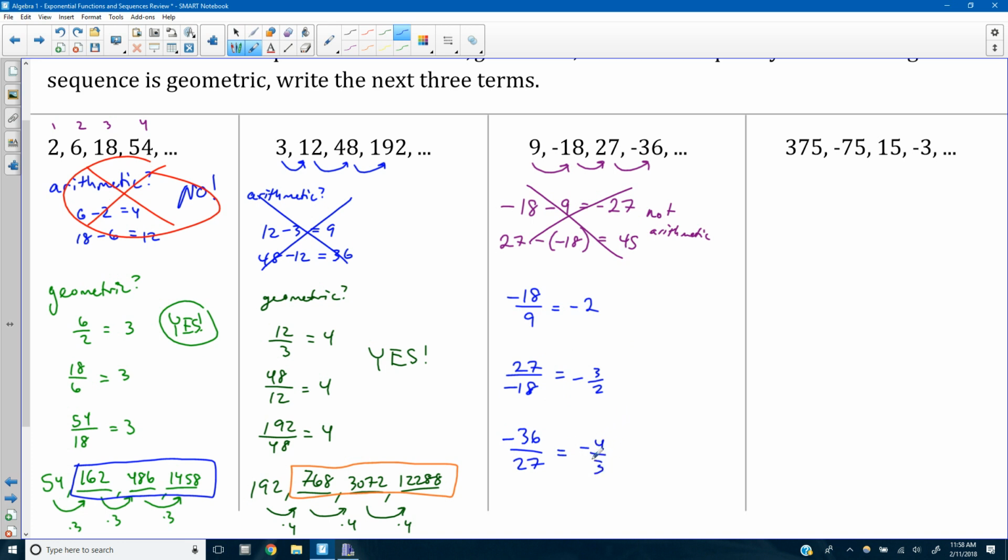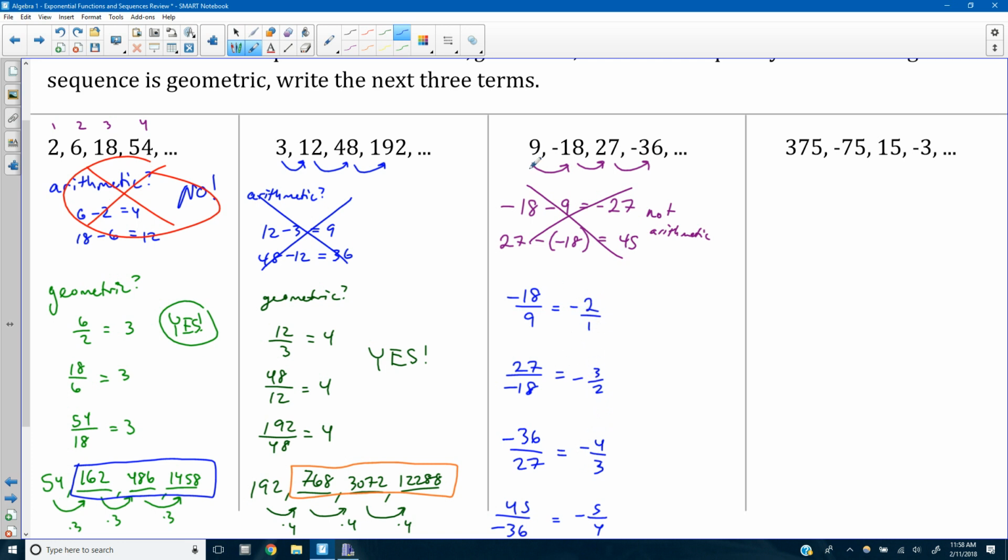It's kind of interesting. You probably see what's happening here. Negative 2 is negative 2 over 1. So this goes from negative 2 over 1 to negative 3 over 2 to negative 4 over 3. This number goes down there, and the next number comes up. The next one we'd be doing is 45 over negative 36. And guess what that is? Negative 5 over 4. So even though there's no common ratio, the ratio does have a pattern. It's kind of an interesting pattern. I like it. It's kind of cool.